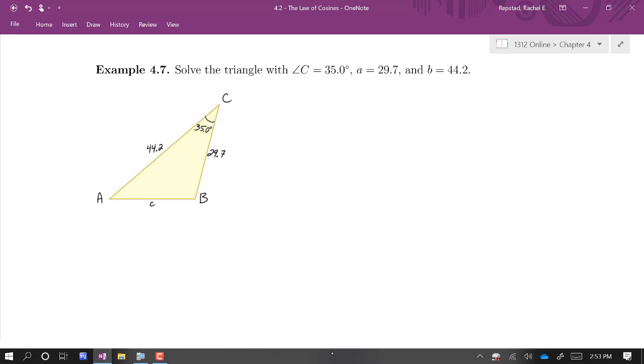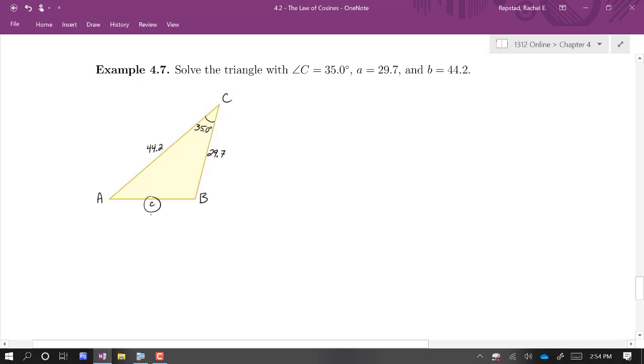And one of the first things I do is I scan to see if it is a law of sines problem. Just by seeing, do I have a matched pair? Do I know a side and the angle opposite that side? And I don't in this case, right? I only know one angle, and I don't know the side opposite that angle. So our only option is to start with the law of cosines, and in this case, we'll use the law of cosines to solve for side C.